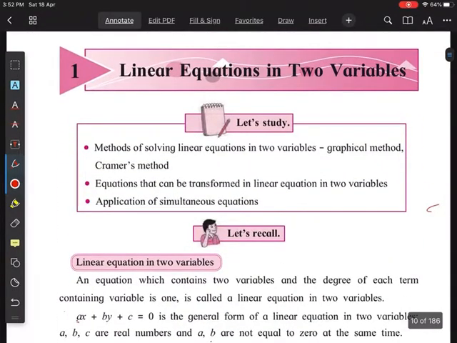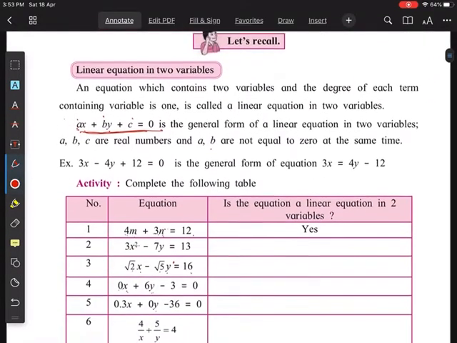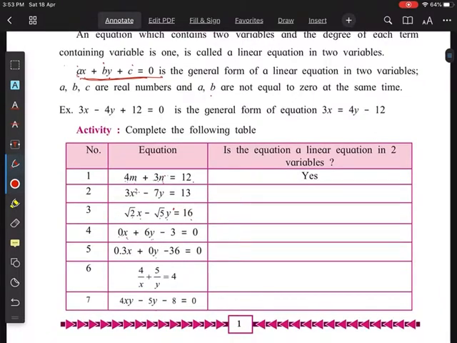We know the general form of a linear equation in two variables as ax plus by plus c is equal to 0, where a, b, c are real numbers and x and y are the variables, where a and b are not equal to 0 at the same time. We have to see whether the given equation is a linear equation in two variables or not.